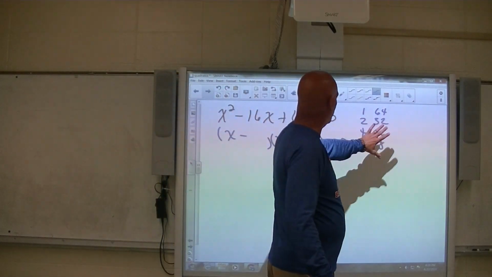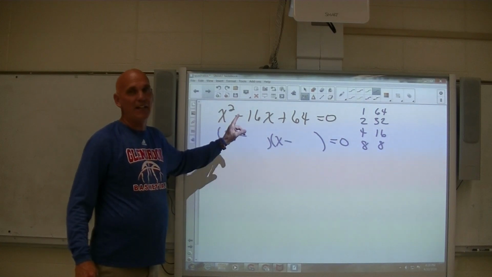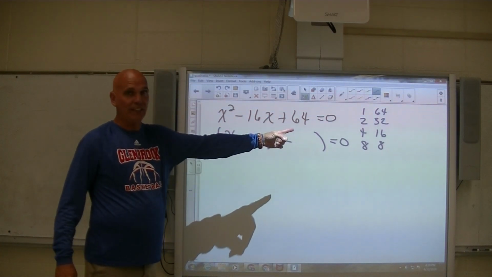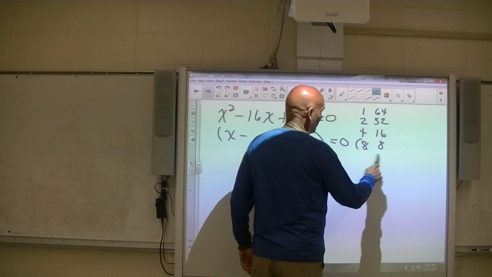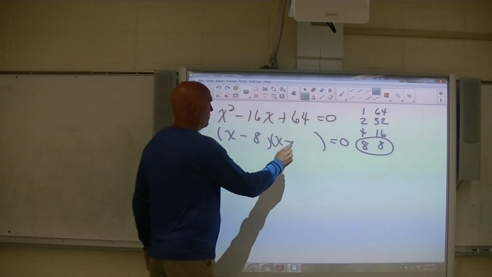You're looking for numbers that multiply to give you 64, and since the signs are the same, they're both negative, and add together to give you 16. Which of those add together to give you 16? Right. The only ones that will add to give you 16 are 8 and 8, and so it's x minus 8 times x minus 8.